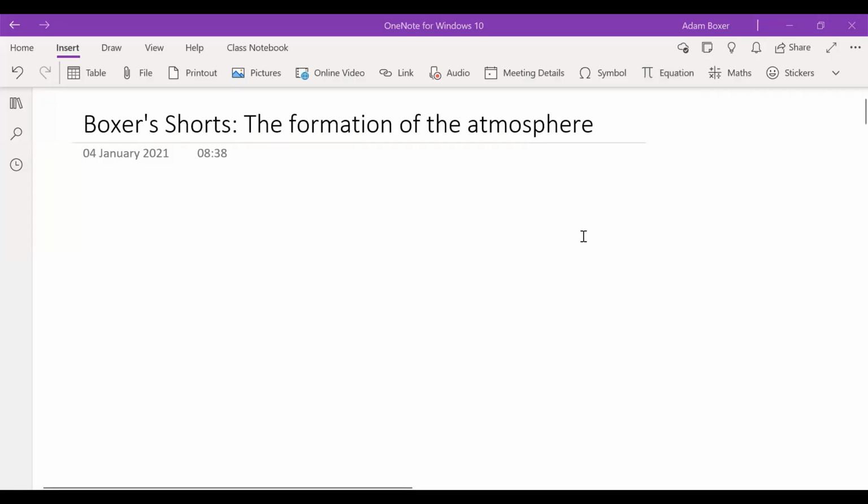Hello and welcome back to Boxers Shorts, where we take ideas from GCSE Science and try and break them down and make them understandable. We are going to be starting a new unit with this video, which is from the chemistry area of the course, which is to do with the formation of the atmosphere.